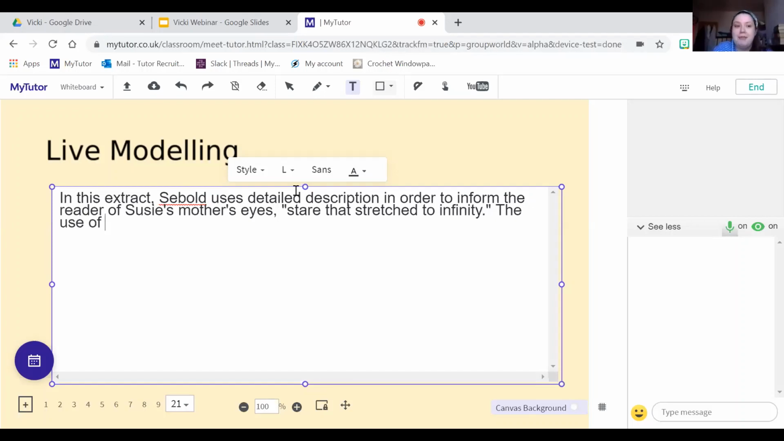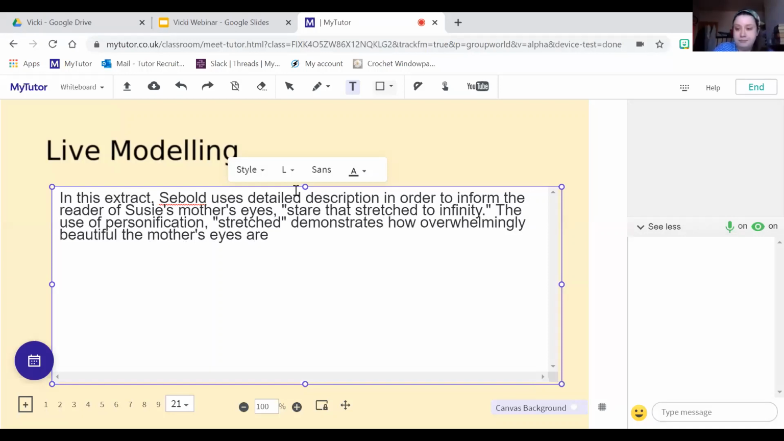So, now I'm going in with the use of personification. So, I'm focusing on the verb. Stretched demonstrates how overwhelmingly beautiful the mother's eyes are. So that's sort of a basic level analysis, a basic comment. So now I'm going to talk about the use of figurative language.